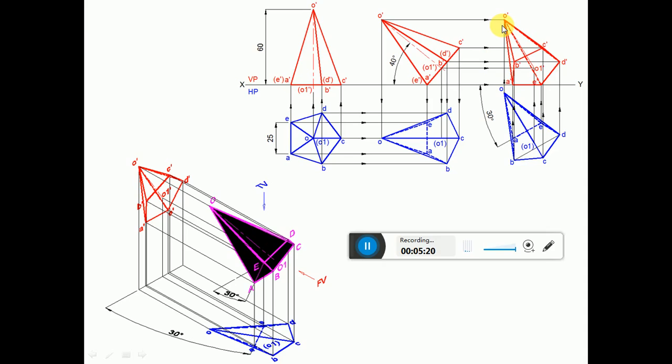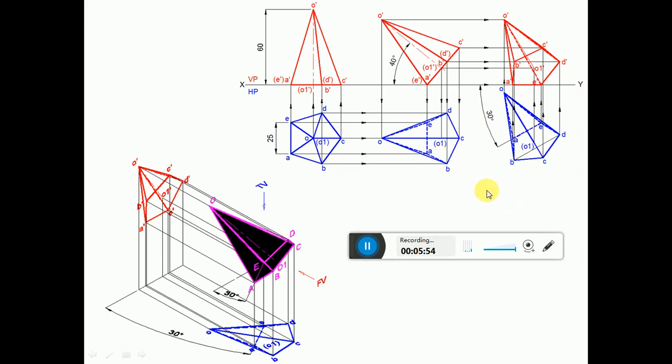So which are the boundary edges? Once you draw them by means of thin continuous lines, then you will come to know how the object is going to look on paper when you look from the front view. So here O dash A dash is the boundary, A dash E dash, E dash D dash, D dash C dash and C dash O dash are the boundary edges. So you darken them completely.